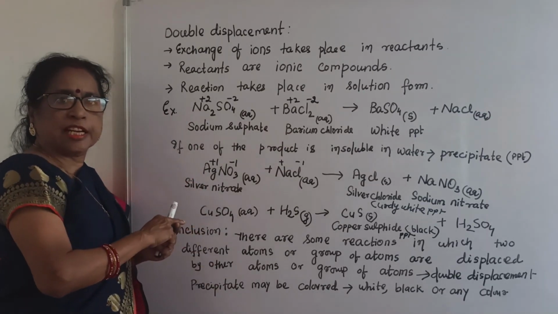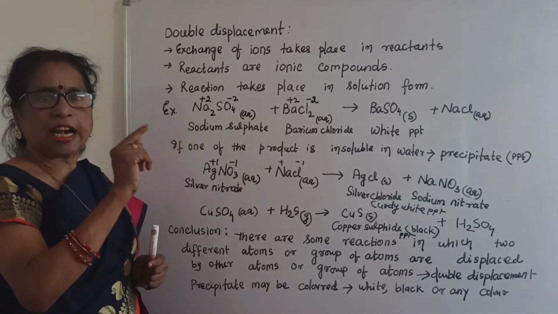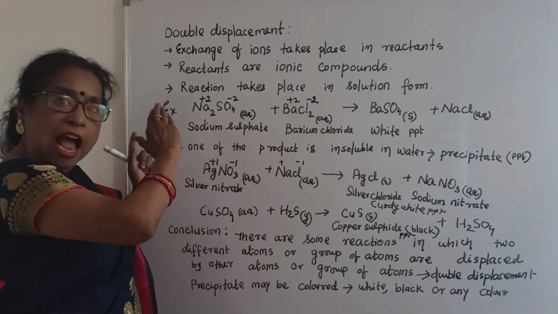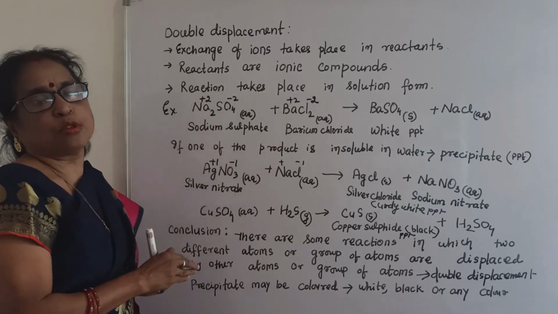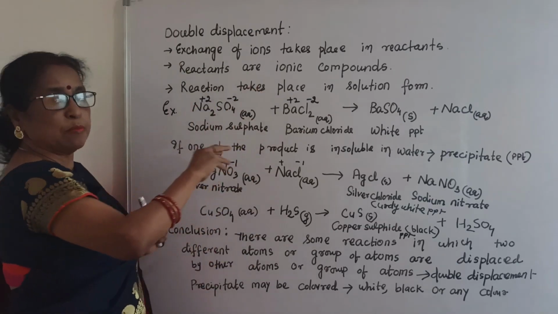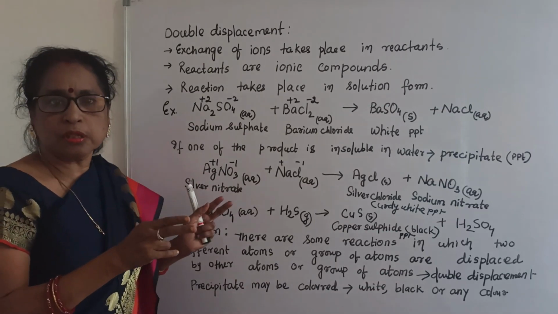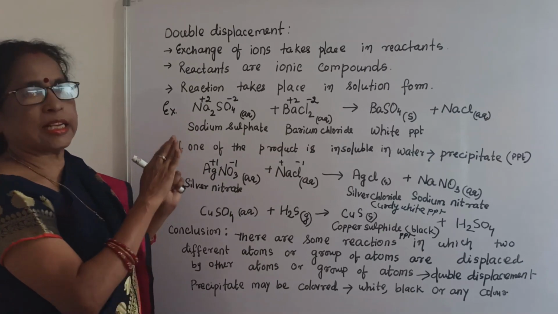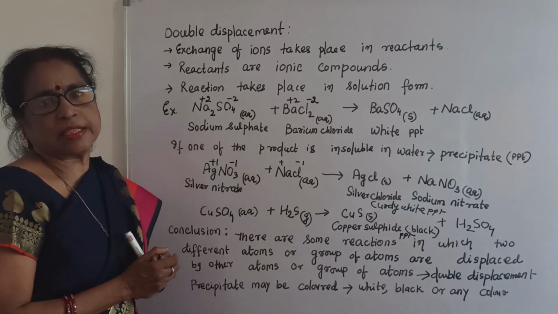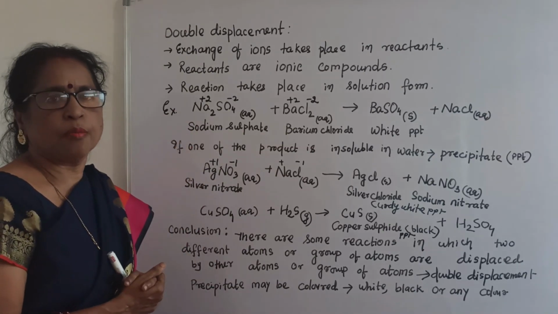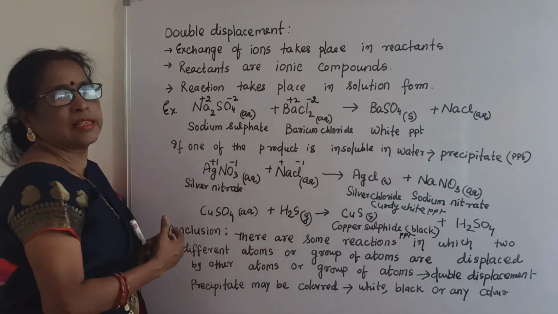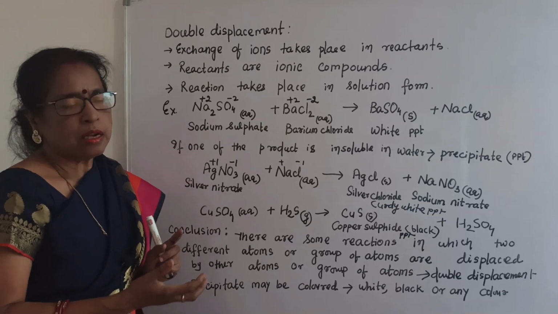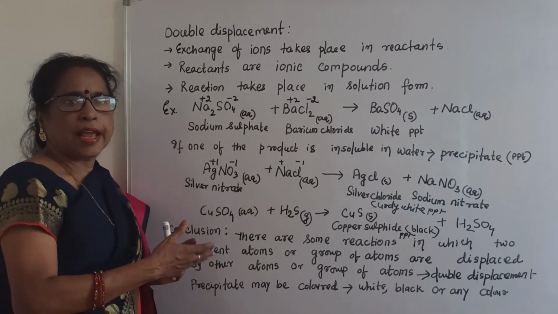In a displacement reaction, one metal atom which is more active will displace the other atom in the compound solution. But in double displacement, both should be aqueous solutions and both should be ionic compounds, and exchange of ions takes place and some precipitate is formed. That means it is insoluble in water. The precipitate may be black or white or any color.